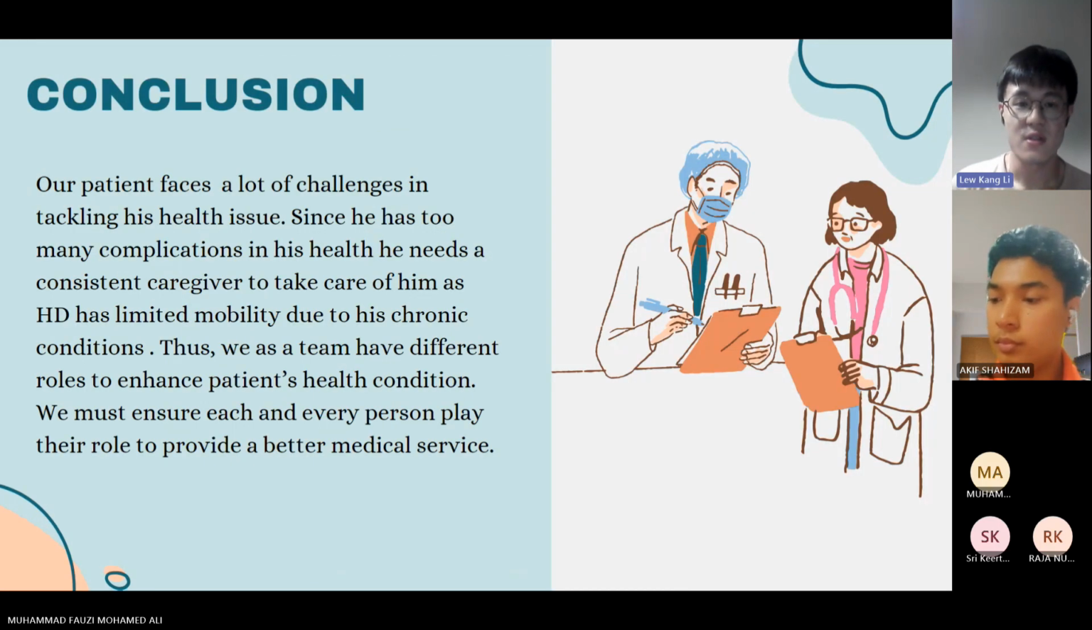Conclusion: our patient faces a lot of challenges in tackling his health issue. All of us from different professions must work as a team so that we can enhance the patient's health condition and provide the best for the patient. We can ensure our patient has a better medical service as the problems faced by the patient require people from different professions to solve them.